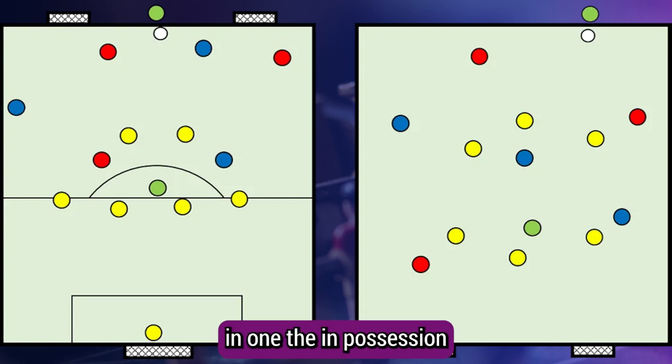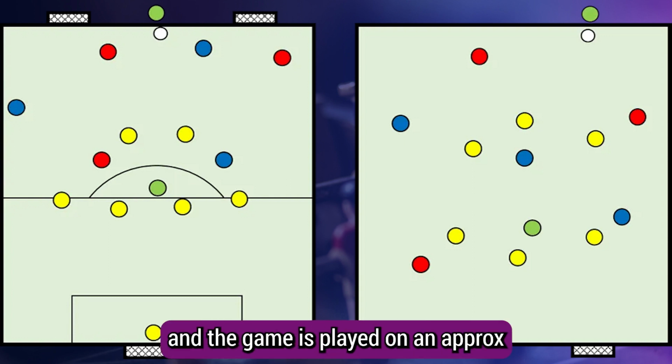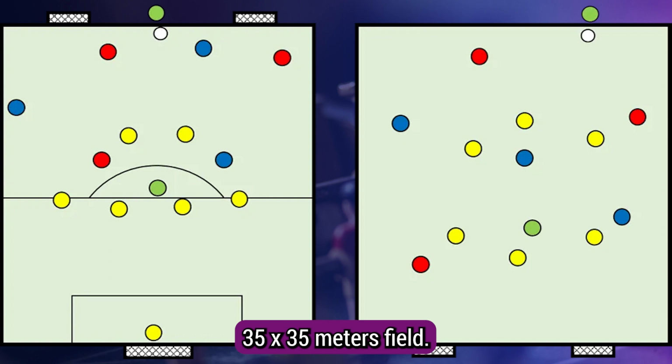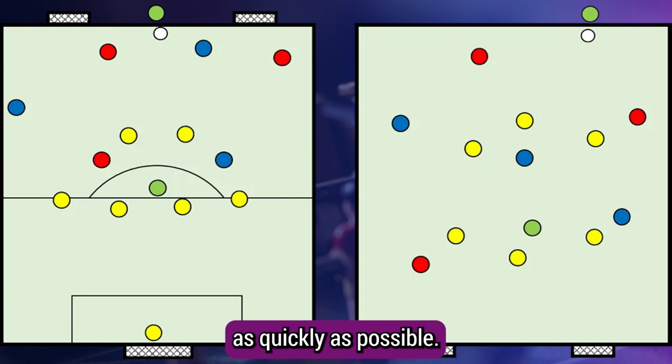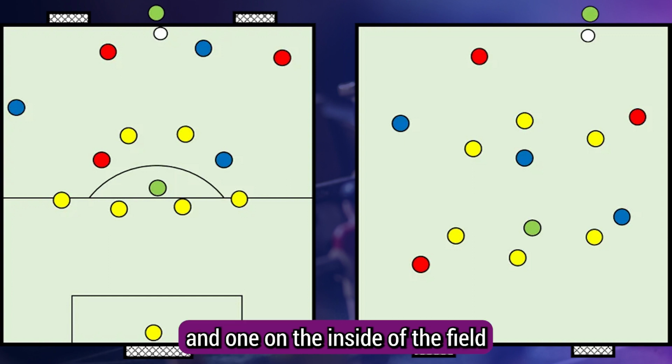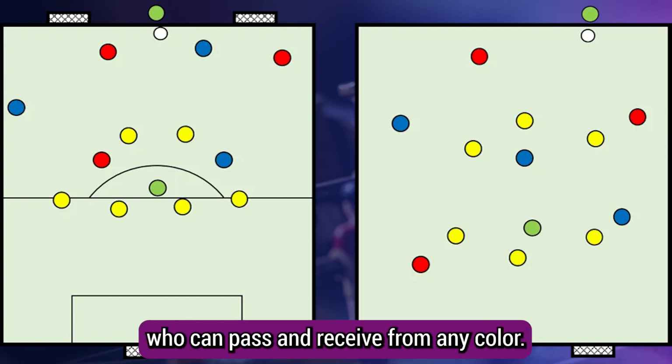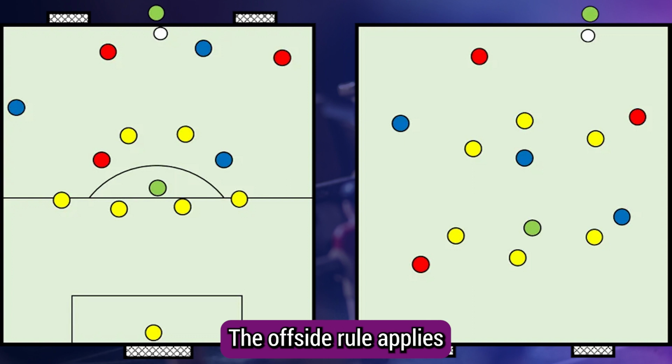In one, the in-possession team attacks a full-size goal and goalkeeper, and the game is played on an approx. 35x35 meters field. The defenders in yellow look to win the ball back and score in the 2 mini goals at the other end as quickly as possible. The in-possession team has 2 players in green, one on the outside and one on the inside of the field, who can pass and receive from any color. The offside rule applies, so the defenders are able to push up the pitch.